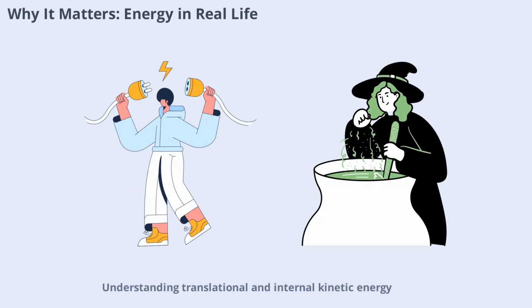Understanding translational and internal kinetic energy helps explain so much about the world. It's why brakes get hot when you stop a car, why rubbing your hands together warms them, and why perpetual motion machines can't work. Energy always converts to less useful forms like heat. Even when you leave a window open in winter, internal kinetic energy escapes, making your room cold.